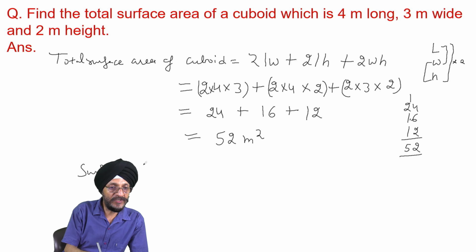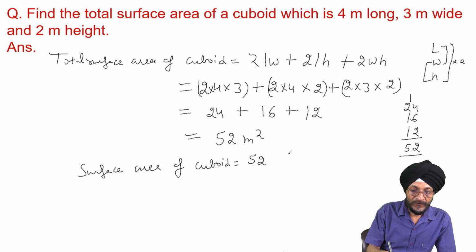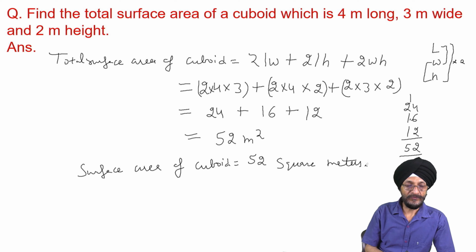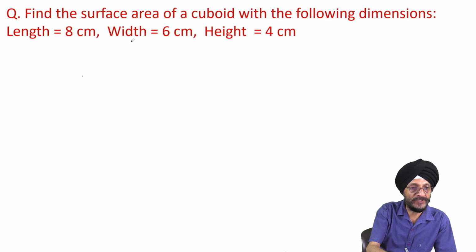So the surface area of the cuboid is equal to 52 square meters. So now we will again, now this is the second question before us.